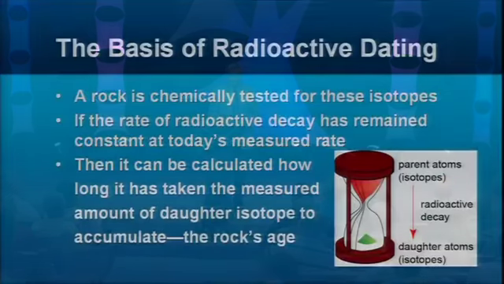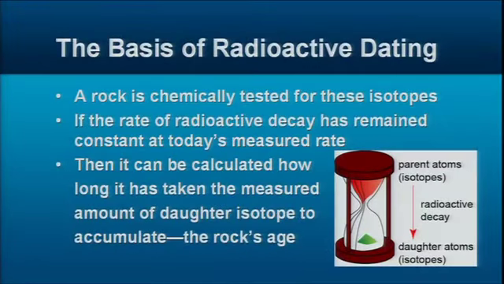Well, how does it work? A rock is chemically tested for these isotopes. You get samples, you take them to a laboratory, and they measure the amounts of these isotopes. And it is assumed that if the rate of radioactive decay has remained constant at the rate we measure today in the laboratory, then you can calculate how long it has taken for the measured amount of daughter to accumulate, and that's the rock's age.